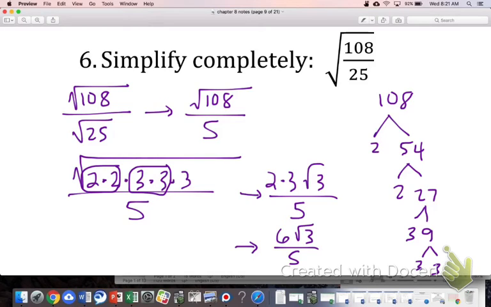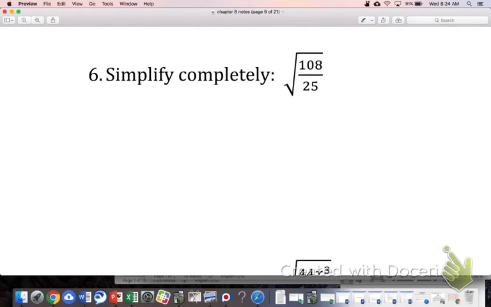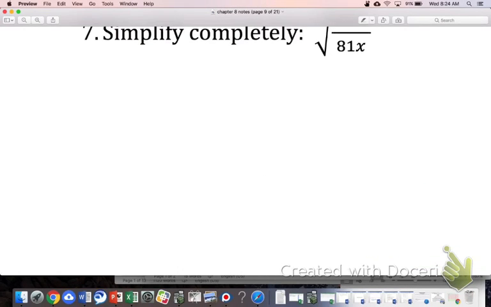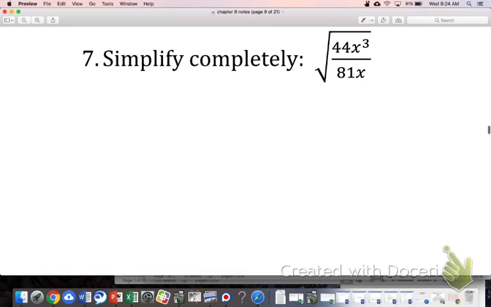Why don't you take a look at number 7? I want to help you get started with 7, and then I'll let you finish it out. Okay, number 7 says simplify completely. Here's what I want you to notice. I think this is a really excellent review of stuff we've done in the past. I think it's definitely worth our while.